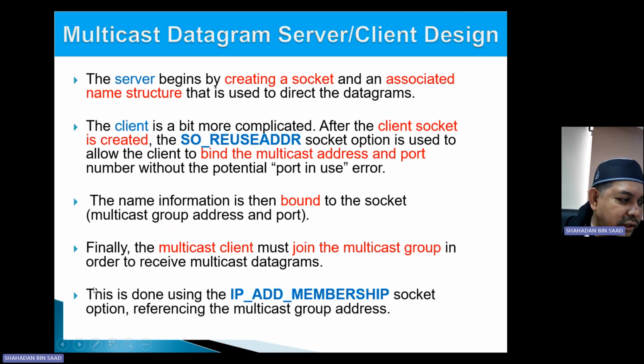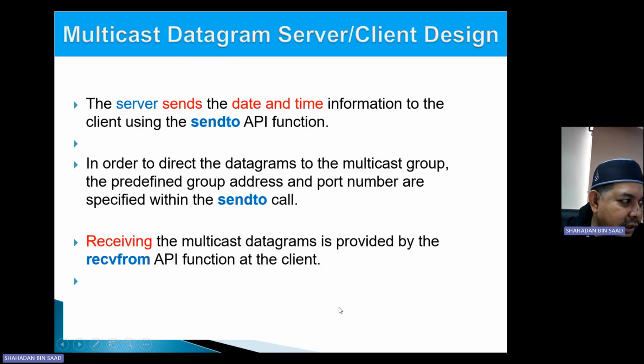So this is done using the IP underscore address underscore membership socket option referring the multicast group address. So the server sends the date and time information to the client using the send to API function. So in order to direct the datagram to the multicast group, the predefined group address and port number are specified within the send to call. So receiving the multicast datagram is provided by the receive from API function at the client.